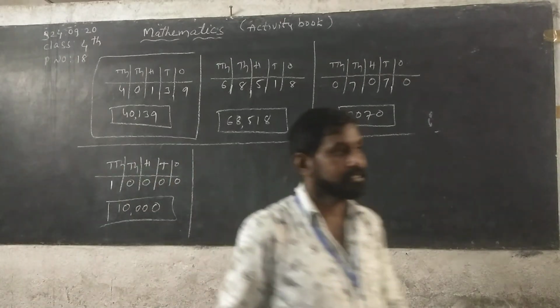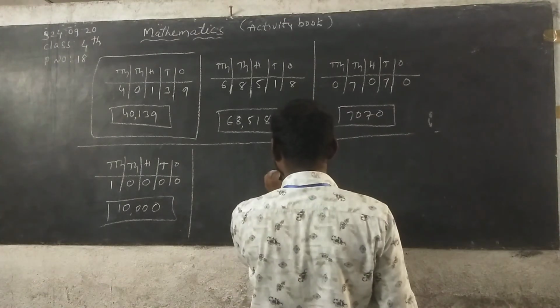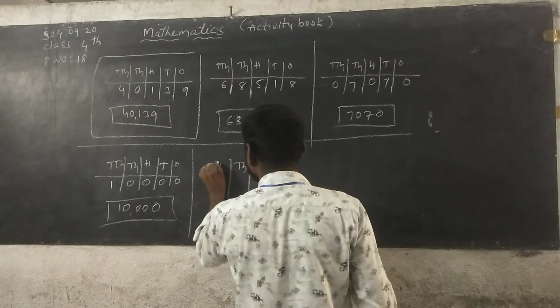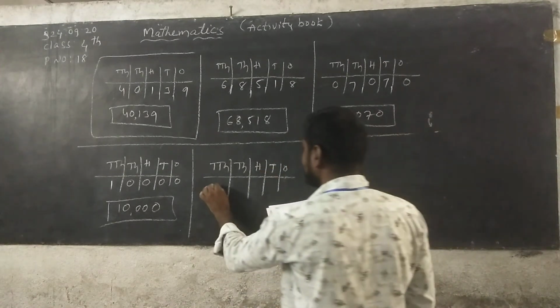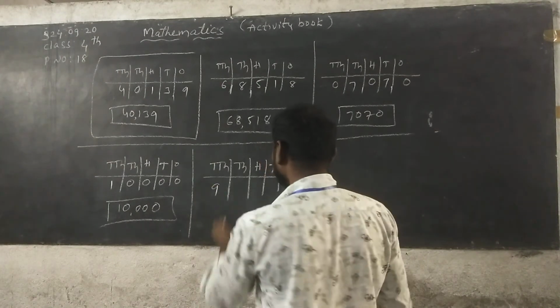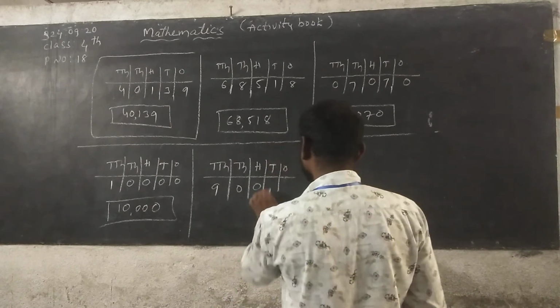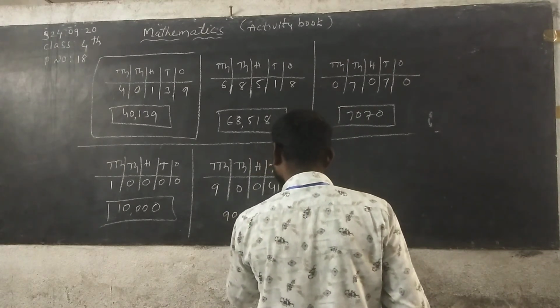Now next, second row, second one. See here, ones, tens, hundreds, thousands, 10,000's. See here, 9 in 10,000's place. You can write down 0 in thousands place and hundreds place, 4 in tens place, 7 in ones place. The given number is 90,047.